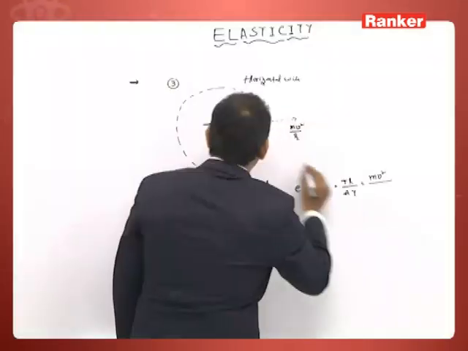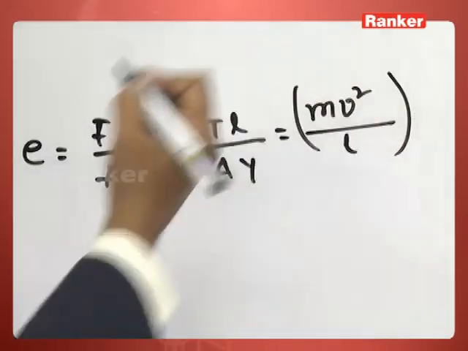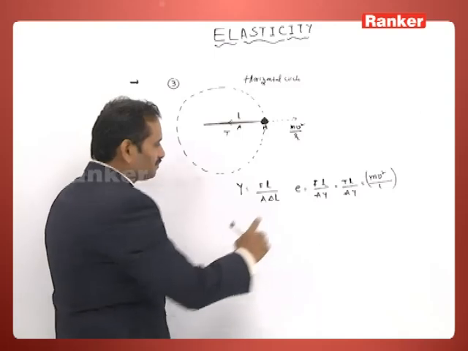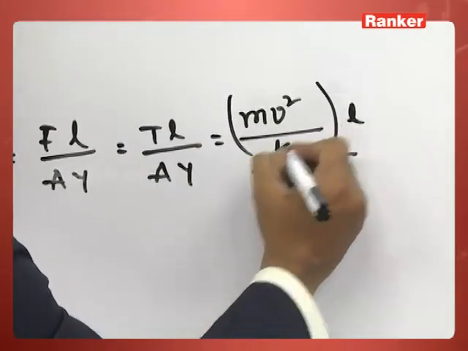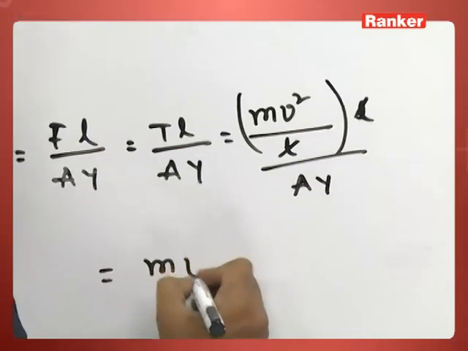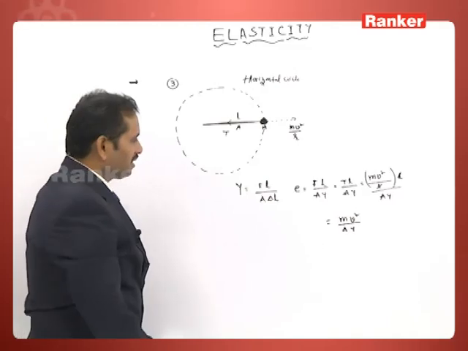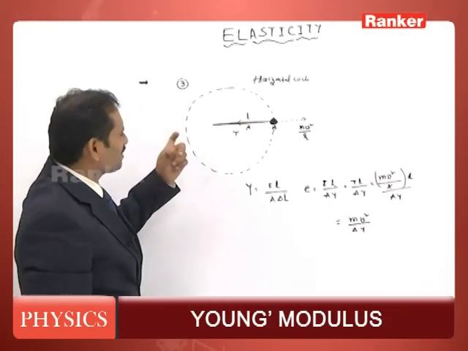mv square by r, and the length of the wire, into extension, I am taking it as almost negligible, into L by AY. So the L's get cancelled. mv square by AY represents the extension produced in the horizontal circle. This is the third application.